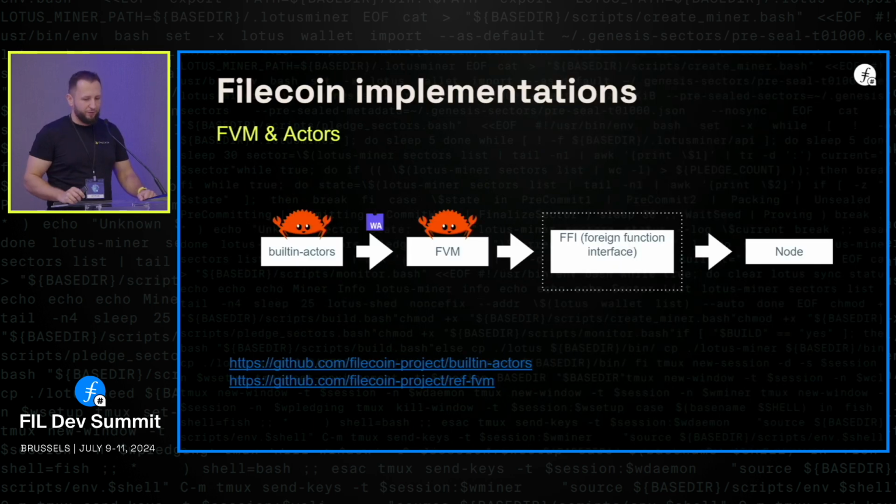Yeah, just what I mentioned. All the nodes use built-in actors and EVM. The arrows may not be that correct. I think the actors should go to EVM from the node, but that's basically it.